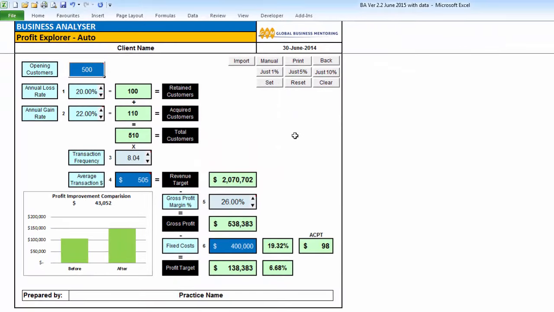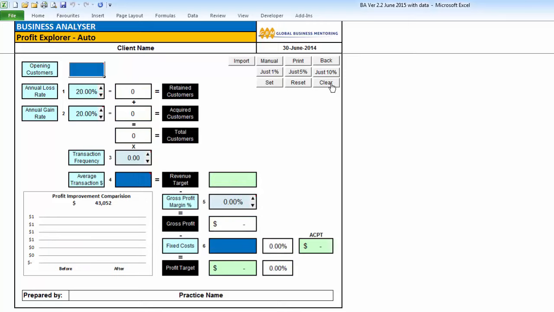But this is the way you can use this model to show your client we develop strategies to improve profitability, we just don't set targets. And so by developing strategies, it's a much more real outcome. So we'll clear all of that and take the model back to 0.